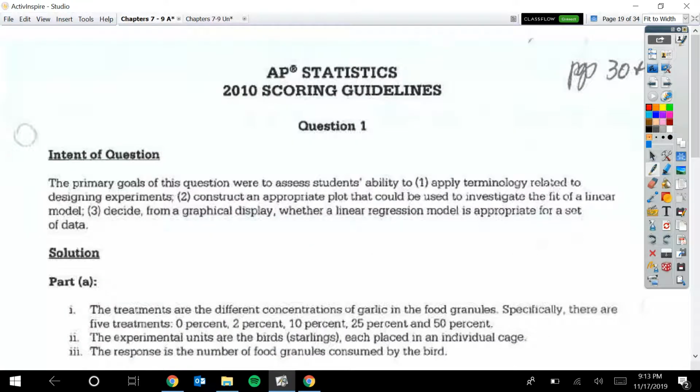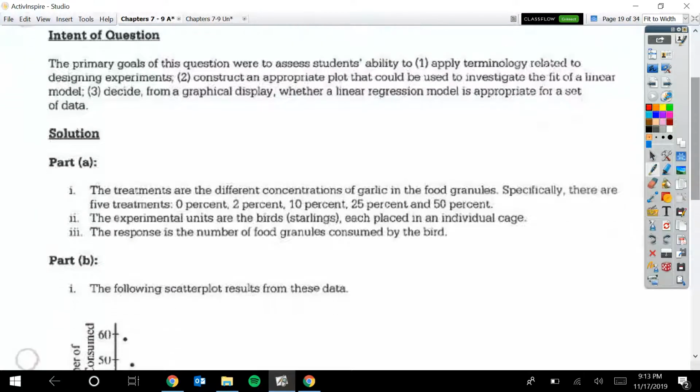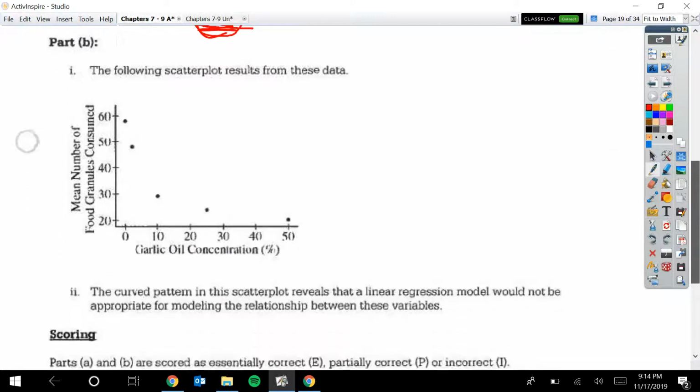If we take a look at the grading guidelines, we see that they said the treatments are those different concentrations of garlic food granules. Now, I should have said specifically 0, 10, and 25%. The experimental units are those European starlings. And then the response is the number. What are you going to measure from each bird? You're going to measure the number. I think you actually even got marked off if you put average.